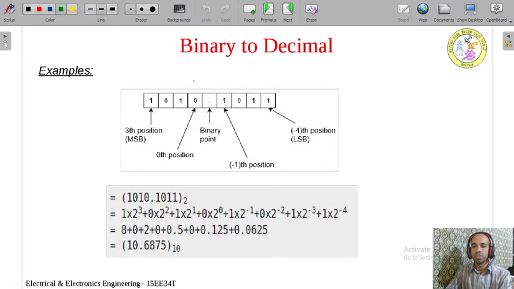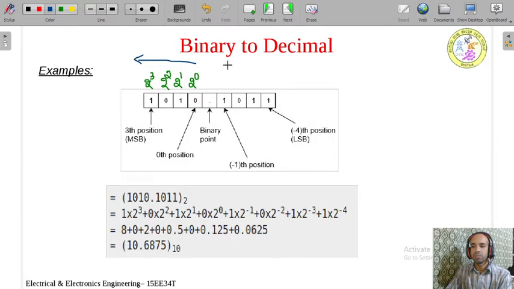What is the rule? The rule says that for the integer part you should multiply starting from 2 to the power of 0. You add the weight, and then this is 2 to the power of 1, then we have 2 to the power of 2, then 2 to the power of 3 and so on. So we are writing from right side to the left side. This is the rule we need to follow while multiplying for the integer part.